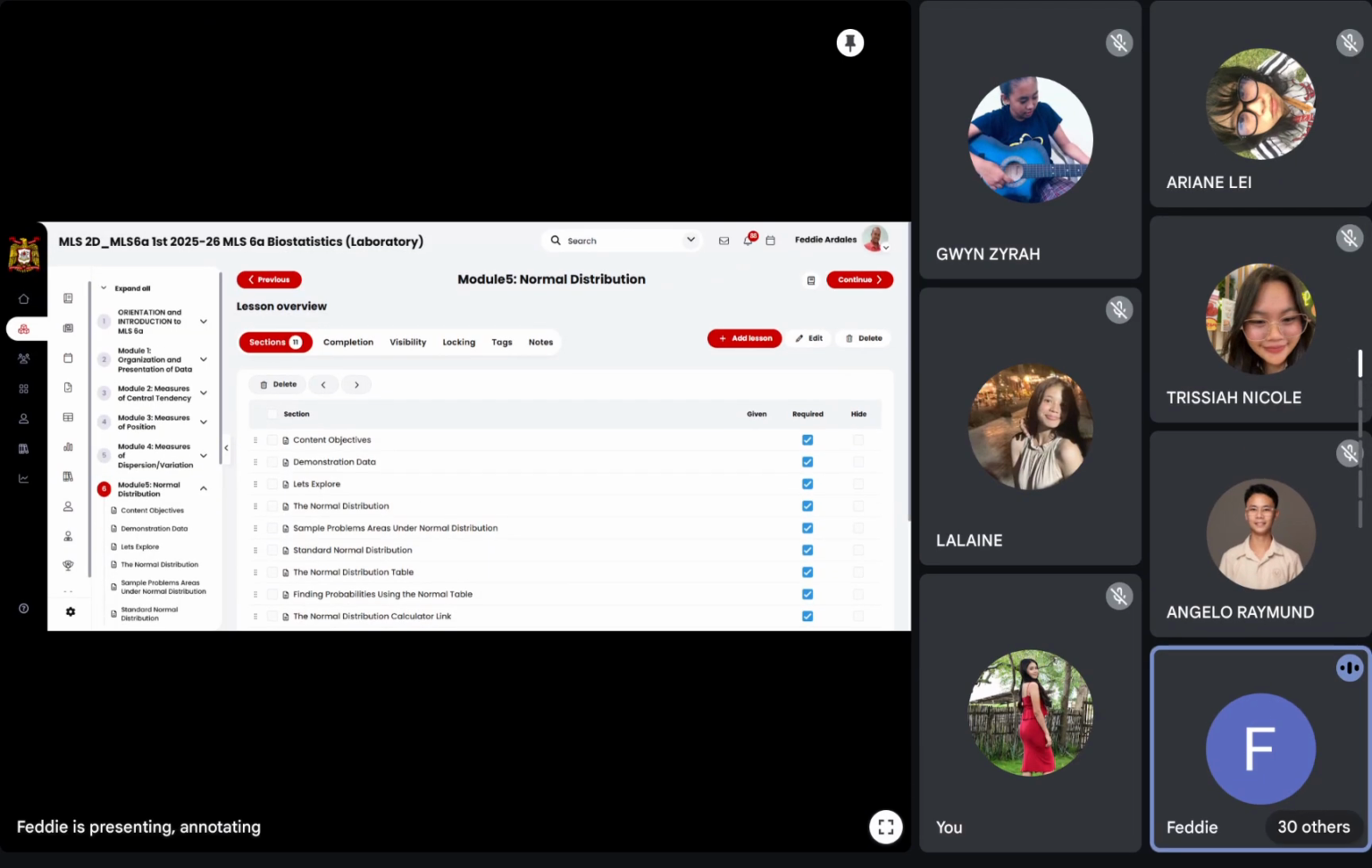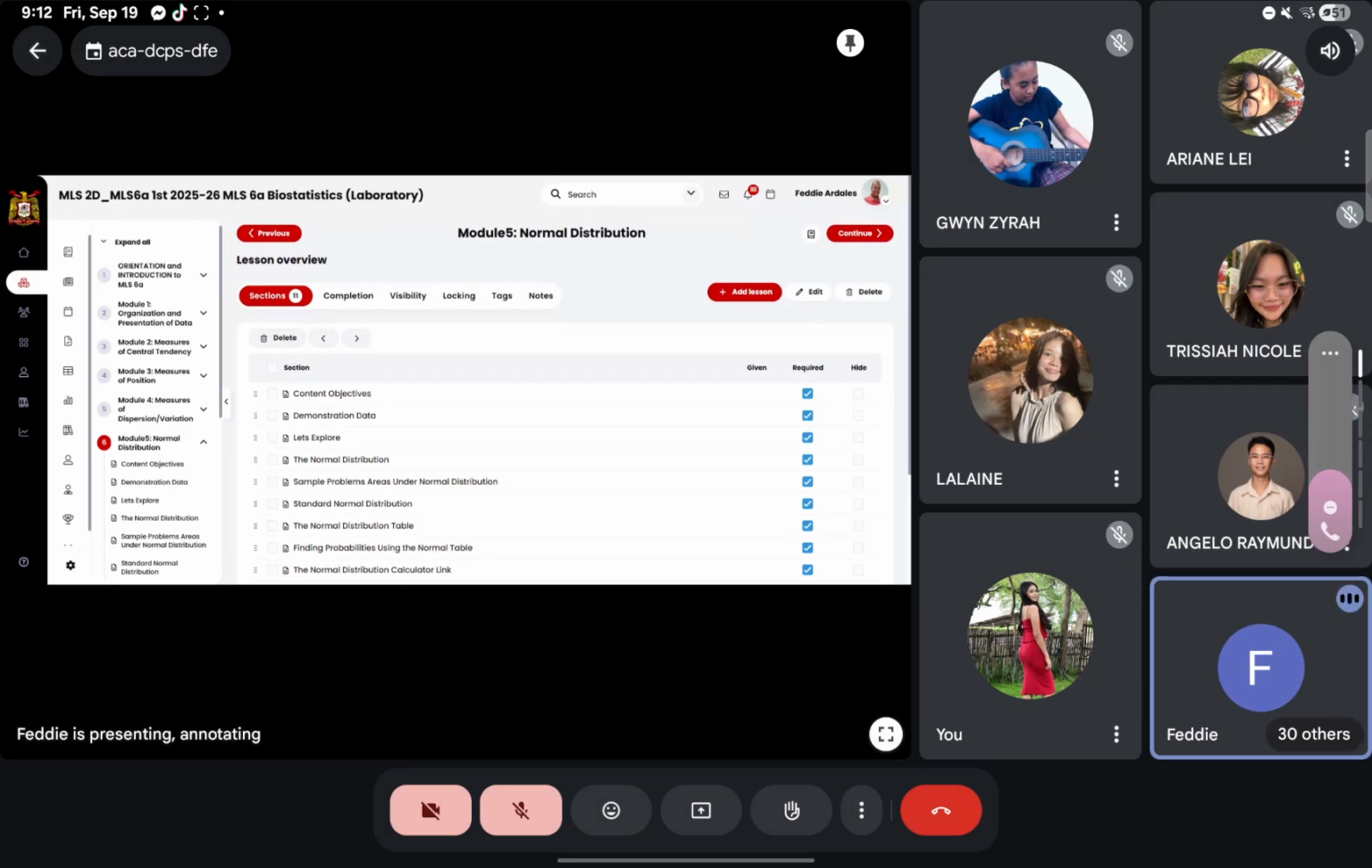So we'll start on the module, measures of dispersion, the normal distribution. Later on, we'll be using different applications or software to compute problems involving area under the normal curve, and also finding the probability using the normal distribution. And also standard normal distribution. So these are the following.